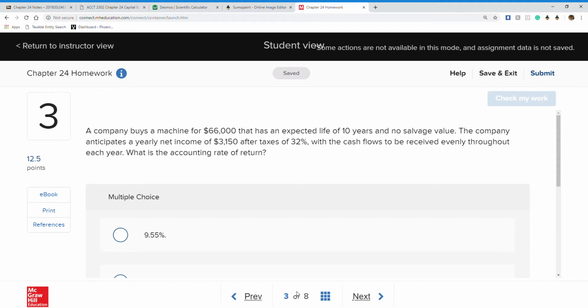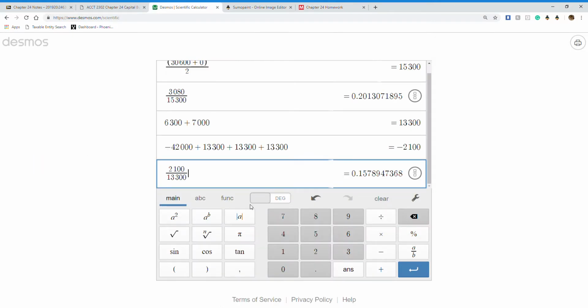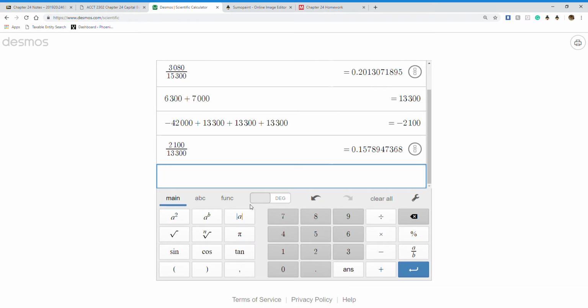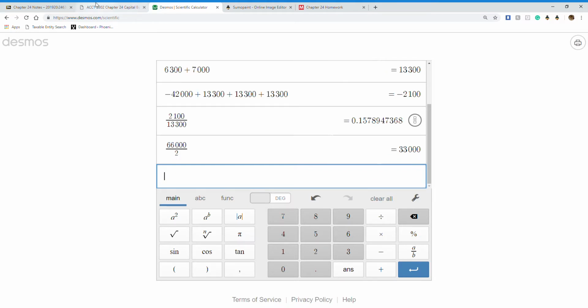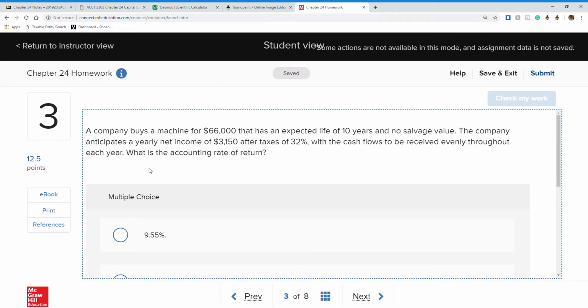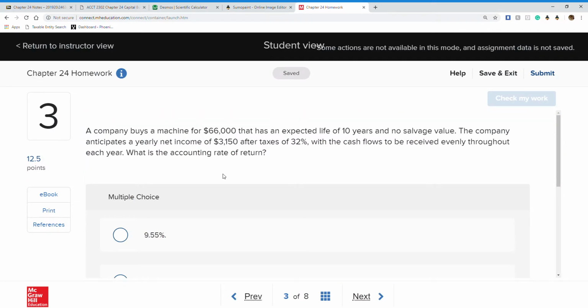Okay? Number 3. Again, accounting rate of return. We have a company that buys a machine for $66,000. Again, no salvage value. So we already know by doing number 1 that we take 66,000, and since it's going to be plus 0, I'm not even going to focus on that, and just divide by 2. Okay? Now we got to find our net income.